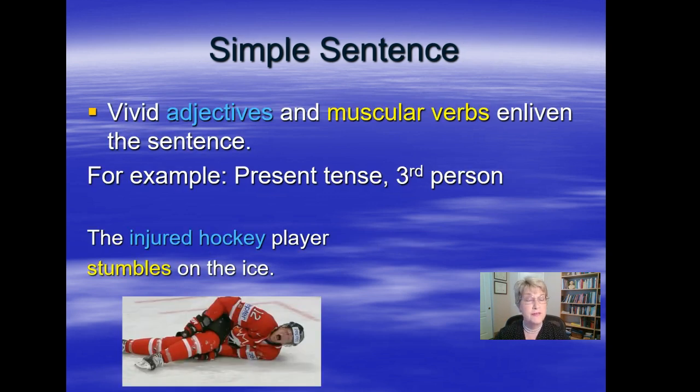But if we use vivid adjectives and muscular verbs, we can enliven our writing. For example, the injured hockey player stumbles on the ice. So we have two adjectives, injured and hockey. So that gives us more information. And then we have a verb, stumbles. It's a little bit more muscular. It's doing more work in the sentence than just falls. And so when you assess your verbs, make sure that they're muscular. Make sure they're doing the heavy lifting in your sentences, because muscular verbs can prevent wordiness, which we always want to prevent.